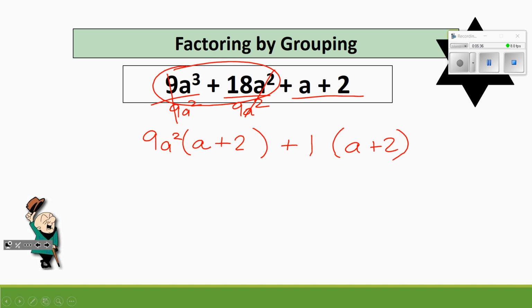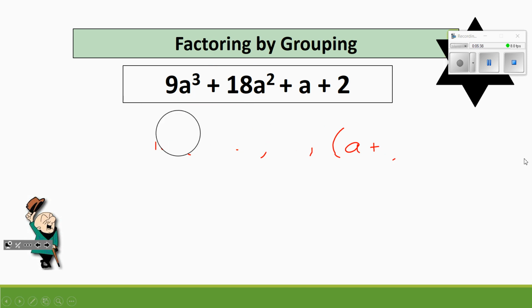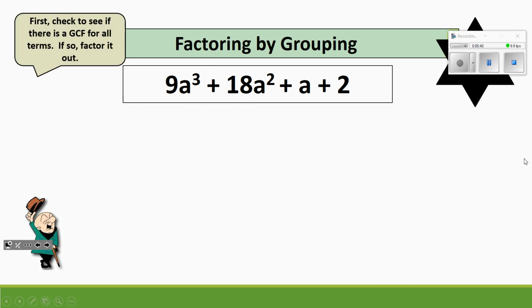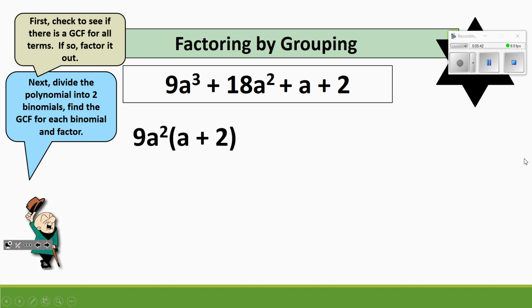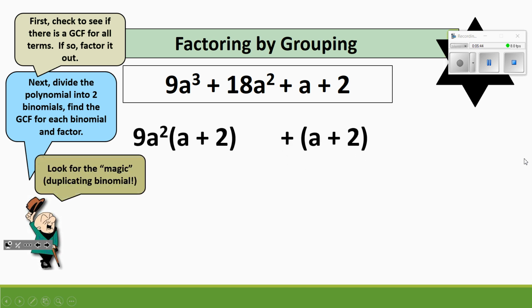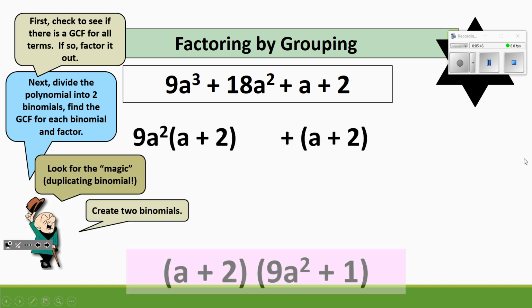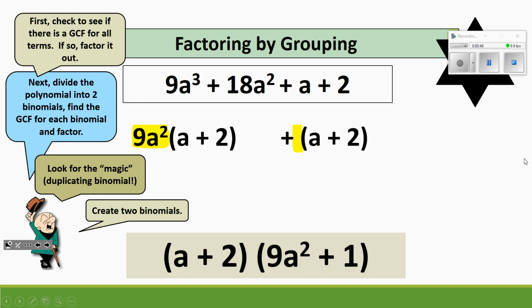So now, to create the two binomials, here was our first one, here was our second one. We look for the magic to create the two binomials. On the outside, we had the 9a squared plus 1. And the inside, we had a plus 2. That created our two binomials.